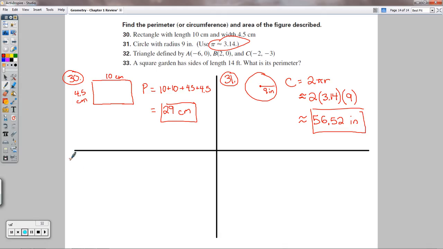Number 32. Okay, this one we have to draw a graph. We've got -6, 0, so that'd be on the border of the second and third quadrant. -2, -3, and 2, 0. So I'm going to draw a graph like this. That will do pretty well for us. Get all 3 of those points in there. Notice I'm doing this freehand. If you're going to do this freehand, you just got to be really careful with your scale. Graph paper is advised.